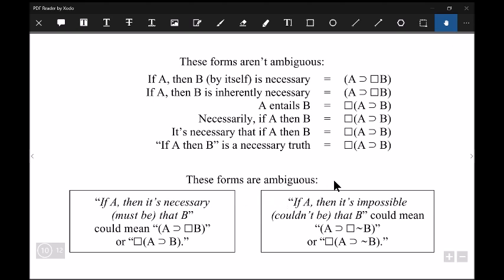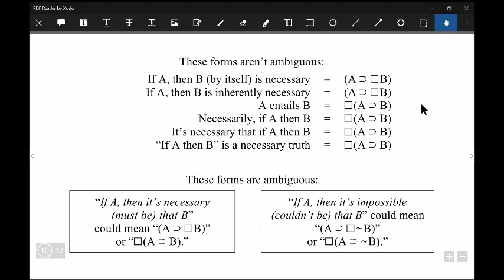There's another variation. If A, then it's impossible, or couldn't be that B, could mean A implies box not B, or it's necessary that if A, then not B. Here, if A is true, then B is inherently impossible. And you could say not possible B instead there. Or it could be that what's necessary is a relation between the parts. Necessary that if it's A, then it's not B.